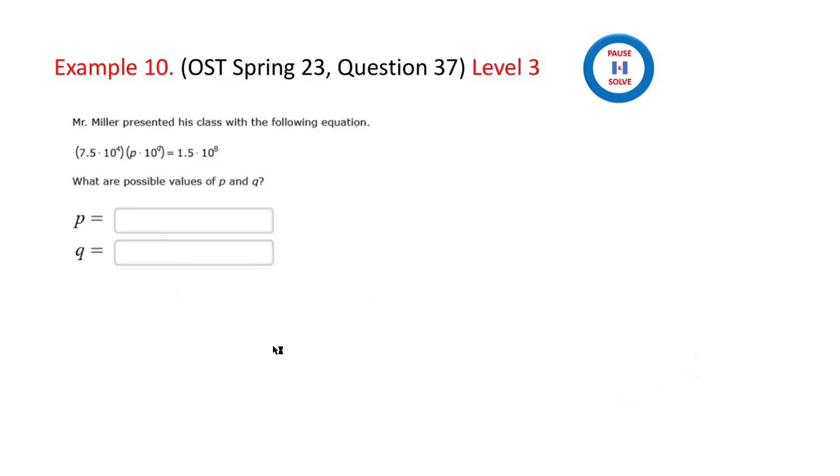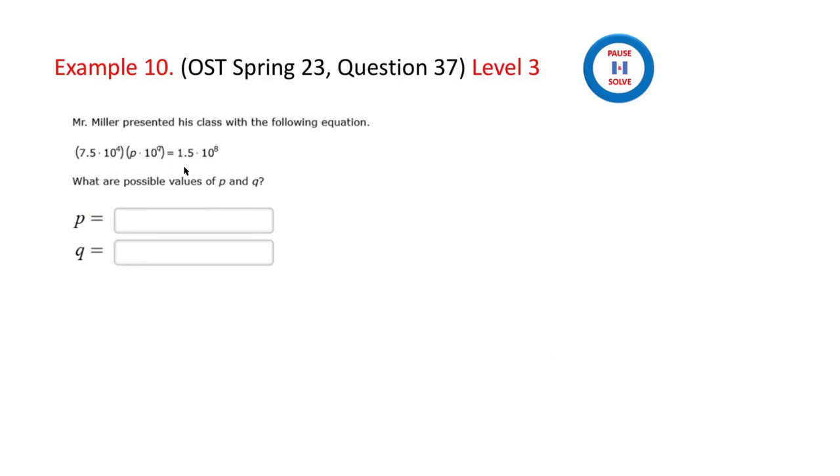The last question was given on this last year, spring 23, question number 37. It's a level 3. Mr. Miller presented his class with the following equation. What are possible values of P and Q? When they tell you possible values, it might be more than one option, okay?